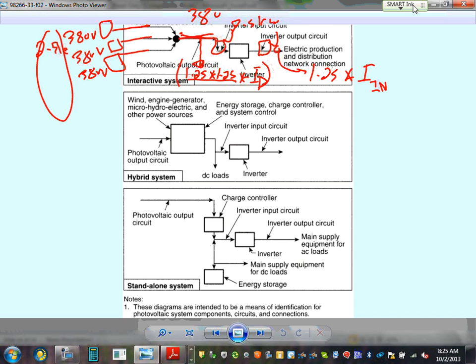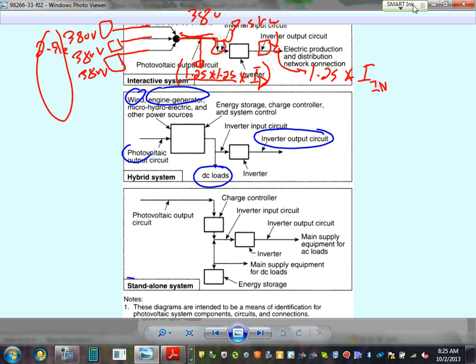This is called interactive hybrid, guys. You can have a wind, you can have an engine generator, photovoltaic, tie them all together and bring them into an inverter. You can feed at the DC level or you can feed at the AC level. So you can have multiple sources of power tied together on a DC level or an AC level and tied to the grid. That's called a hybrid system.